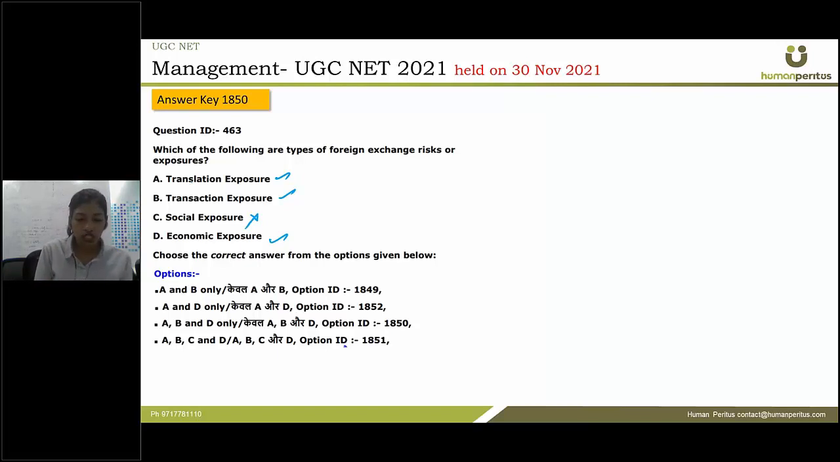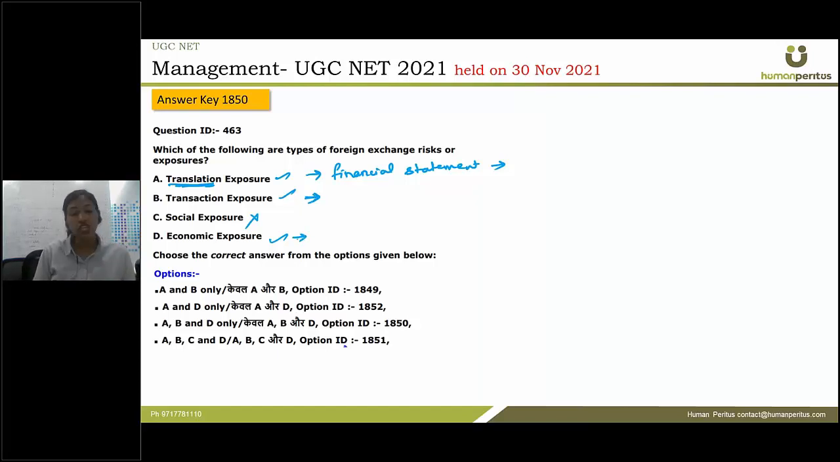Now, translation exposure is, as the word says, translation. In the case of a firm, what do we have to translate? We have to translate the financial statements. If we translate the financial statements from the foreign currency to the domestic currency, the value can change due to foreign exchange rates. So that is the foreign exchange risk in translation of foreign financial statements. Transaction exposure is when you have an agreement to sell the goods, and within the time period of that agreement, the exchange rate changes. Due to that, the risk that you have to face is transaction exposure.